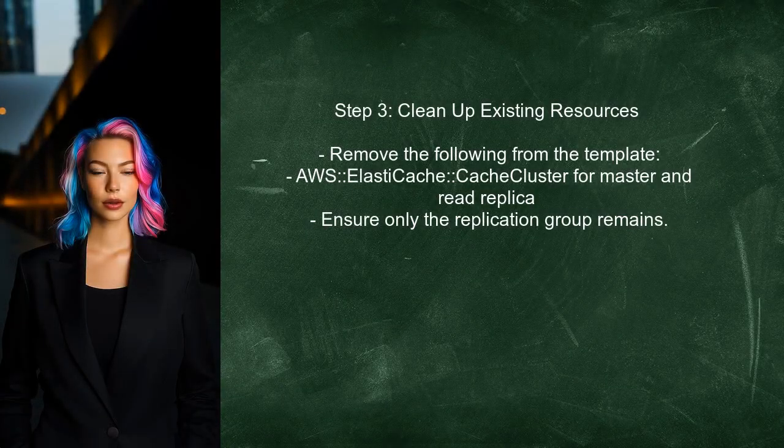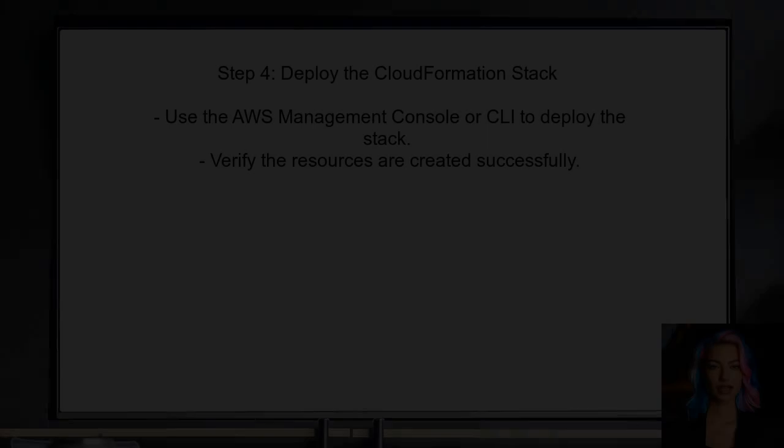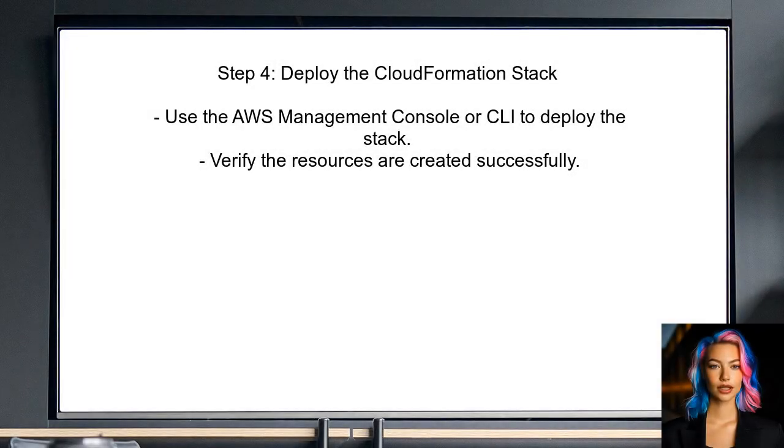After defining the replication group, the user should remove the existing unlinked cache cluster resources from the CloudFormation template. This ensures that only the replication group is created. Finally, the user can deploy the CloudFormation stack. This will create the Redis cache cluster with the master and read replica linked together, providing redundancy and load balancing for read operations.